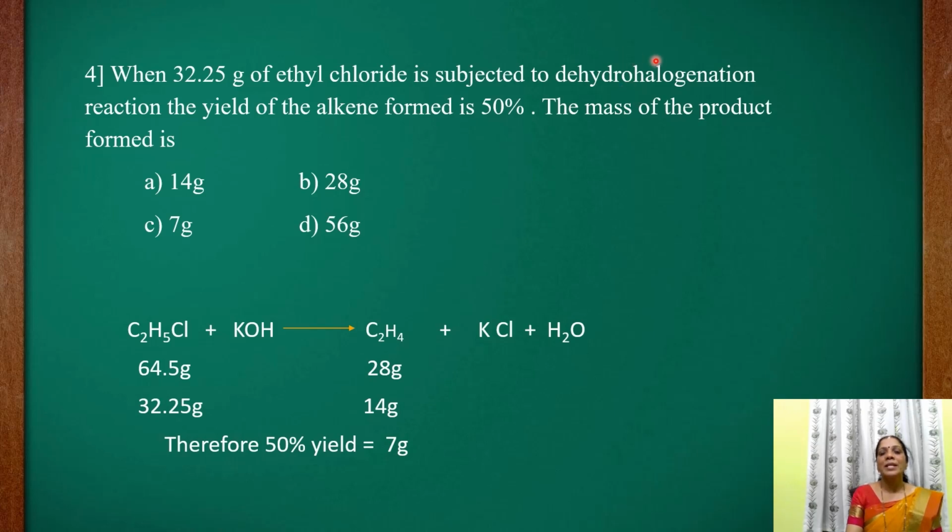Now we know that dehydrohalogenation means the beta carbon atom eliminates hydrogen in the form of H+. Along with that, the alpha carbon atom eliminates what? Halogen. Hence, hydrogen halide will be eliminated.